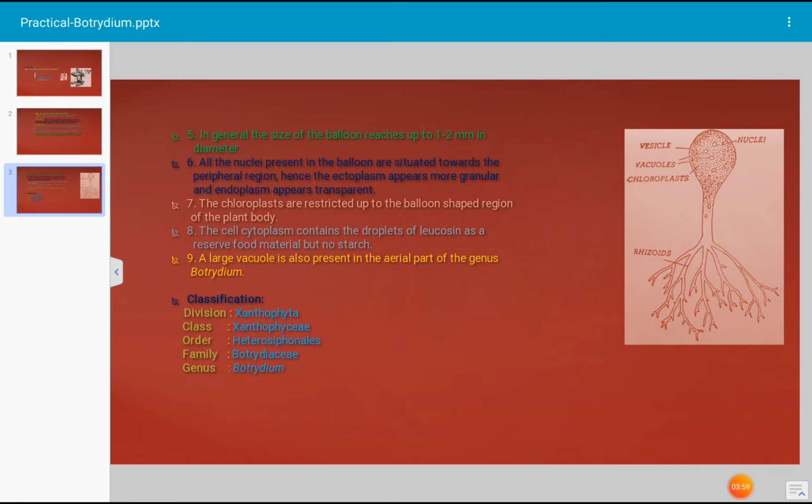Let us see the classification. Division Xanthophyta, class Xanthophyceae, order Heterosiphonales, family Botrydiaceae, genus Botrydium.